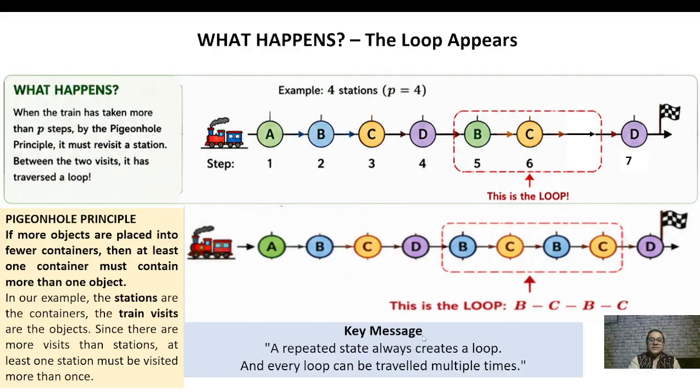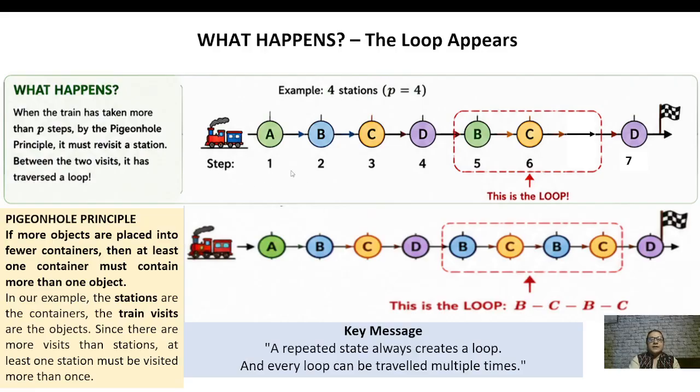Let's see what actually happens. Suppose the train moves like this: station A to B to station C, station D, back to station B, station C, station B, and finally station D. So if we have to visit 8 stations before reaching the destination, and physically there are only 4 stations, then we notice something interesting: everything between the first visit and the second visit forms a loop. This loop can be traveled again and again.